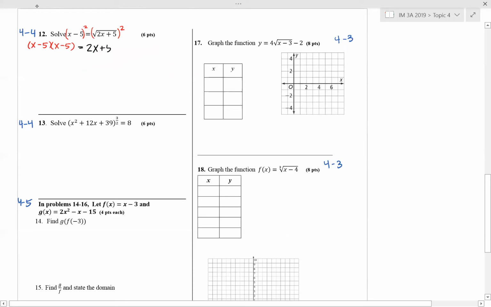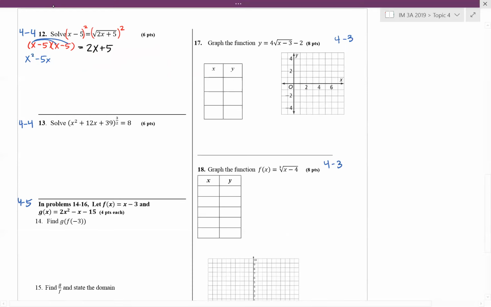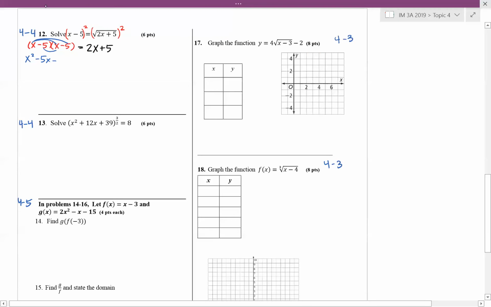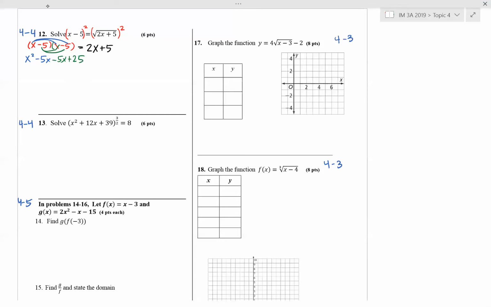5. So if I multiply out x minus 5 times x minus 5, I'm going to get x squared minus 5x, and then minus 5x. Plus 25 is still equal to 2x plus 5.